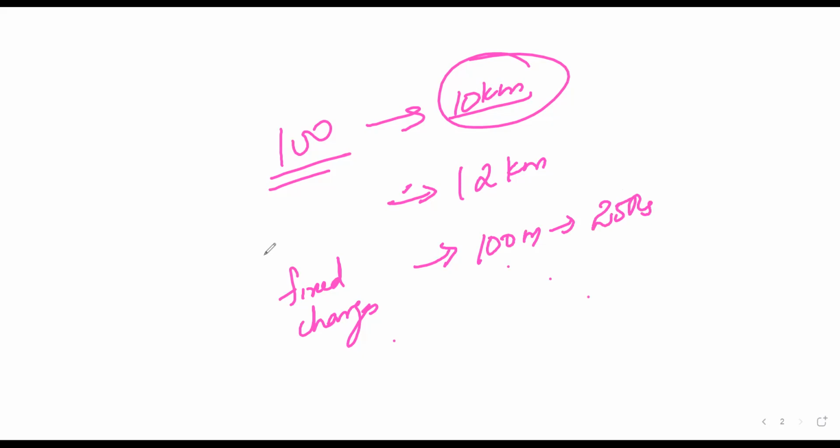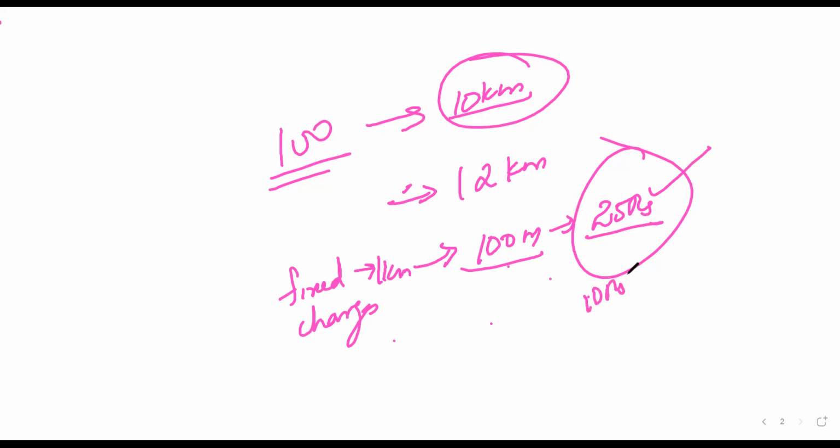There is something called fixed charges, that is, the minimum charge in an auto or a cab. If it is capped at 25 rupees, that is for 1 kilometer. So even if I want to travel 100 meters, not kilometer, 100 meters, I have to give him or her 25 rupees, correct? And for every extra kilometer, it will be capped around 10 rupees.